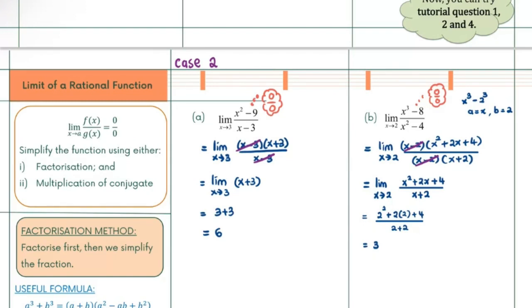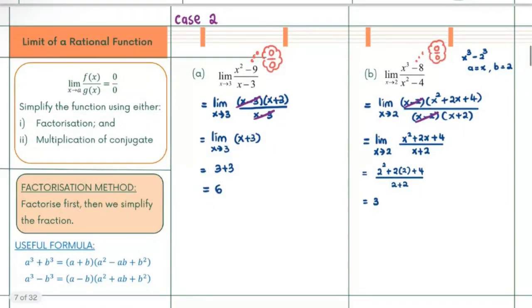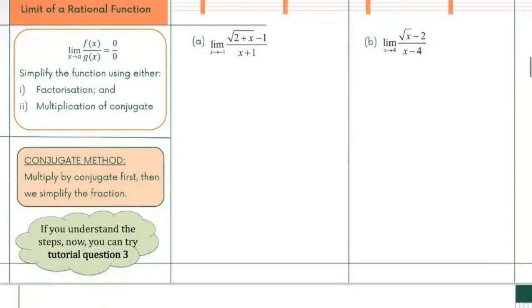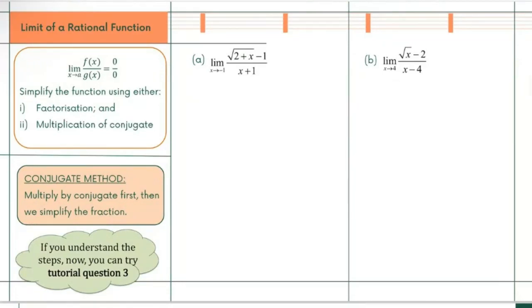Nampak tak sebelum? Okay. Now, kes kedua tak stop dekat sini saja. Sini saya baru tunjukkan yang factorization punya cara. Okay, ada juga yang kita boleh gunakan conjugate. Okay, so soalan-soalan yang conjugate tu macam mana? Macam contoh kepada ini. Okay, this one adalah kes yang kedua juga.